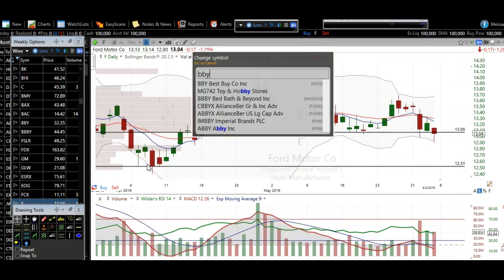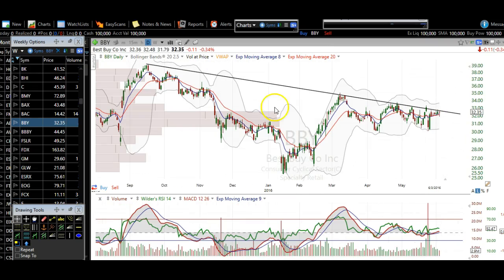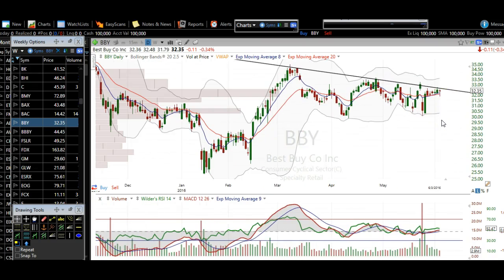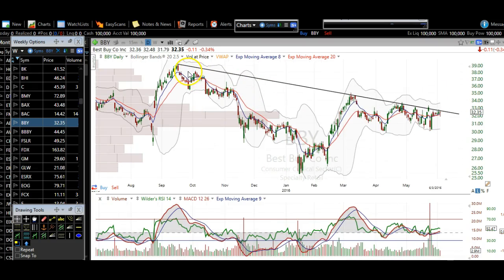Next, I want to cover Best Buy. So Best Buy, we're up here at this downtrend line. We've got a touch here, a few touches here, a few touches here, here, here, here. We're right at it, so I suspect that the trend will continue. The trend has been down for Best Buy since September of last year. The trend is your friend.